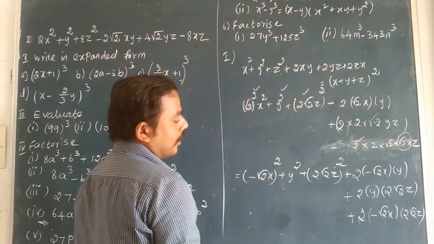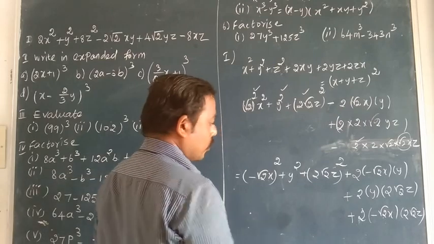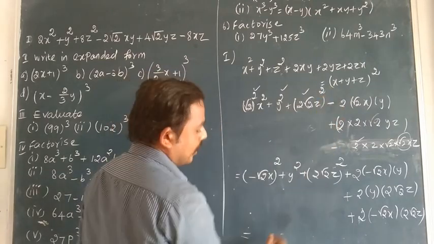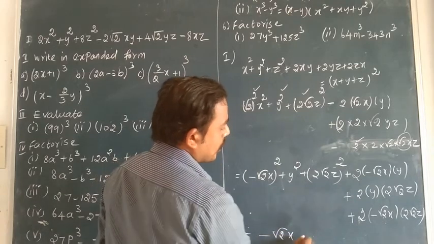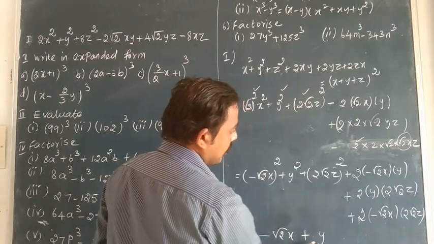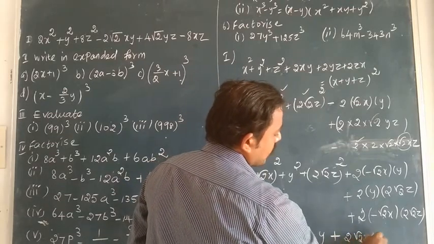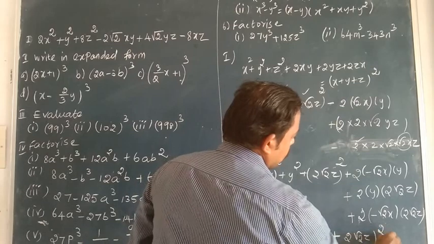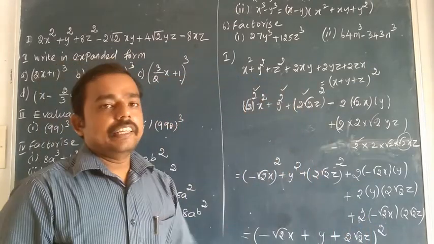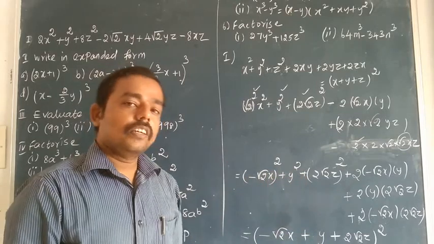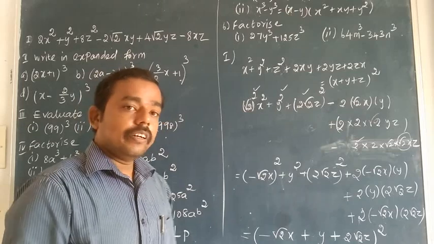So now we can write this one with the negative sign in first x. You can use this identity. So that is minus root 2 into x plus y, then plus, in the place of z, 2 root 2 z, the whole square. This one is different. So this is the reverse process of your identity. So you can use the reverse process. Similarly, we are going to solve the next problems.